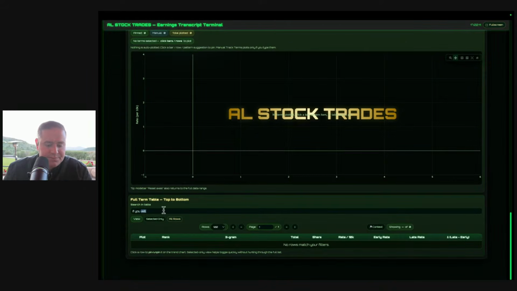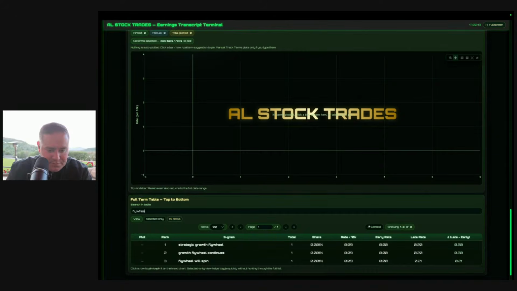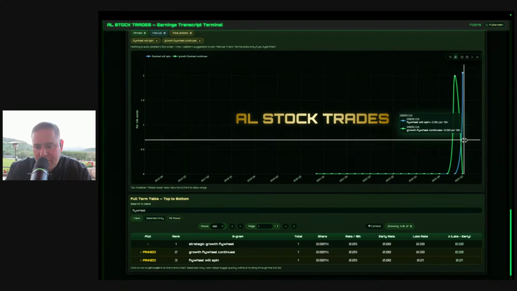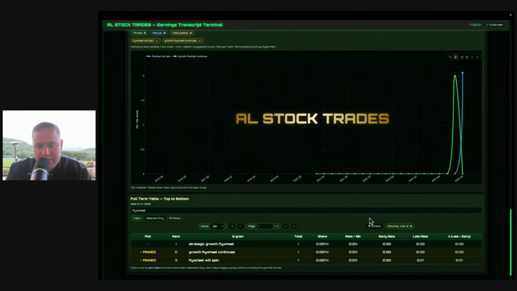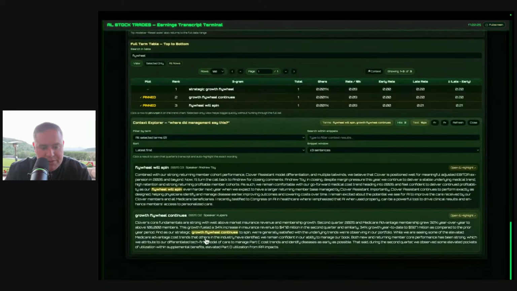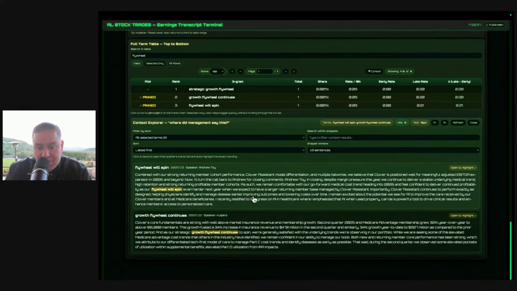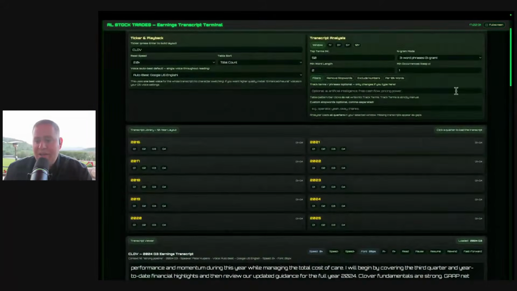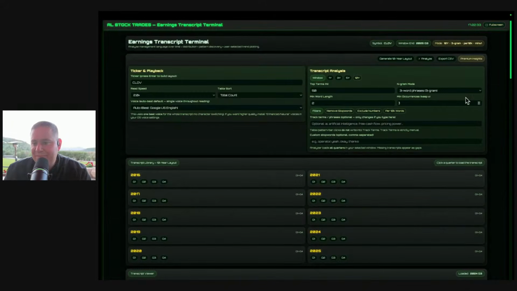Flywheel. Growth flywheel continues. Flywheel spin. They're definitely using that word more frequently. In fact, flywheel, let's look at the context. Andrew Toy's been using this and also as well here. So again, you can see those things, but that's not why we're here. Let me show you how to use this effectively, right?